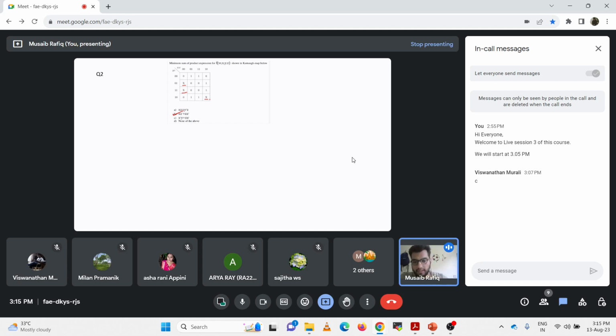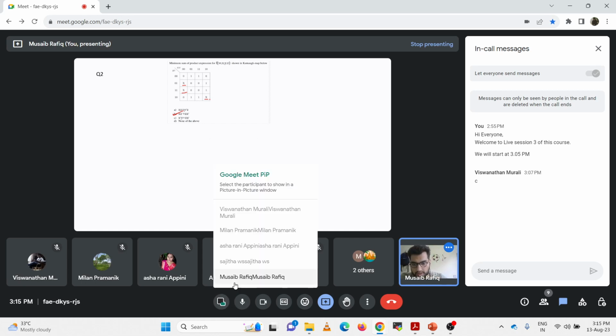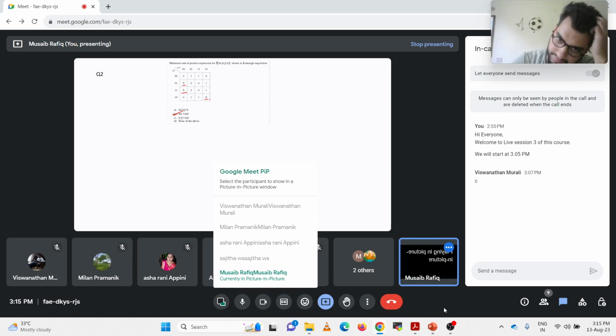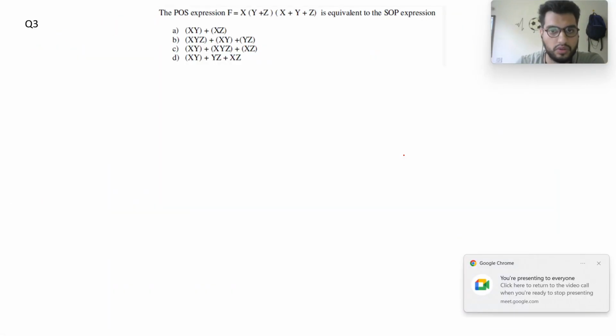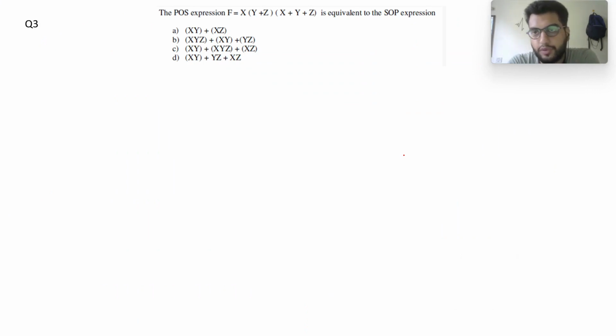If no doubts, let me just proceed to question number 3. Question number 3 asks us the POS expression, that is product of sums expression f = (x+y)(x+z)... is equivalent to which SOP expression. So we have to find the SOP expression from the given POS expression. This is a pretty simple question, simple algebraic manipulation.